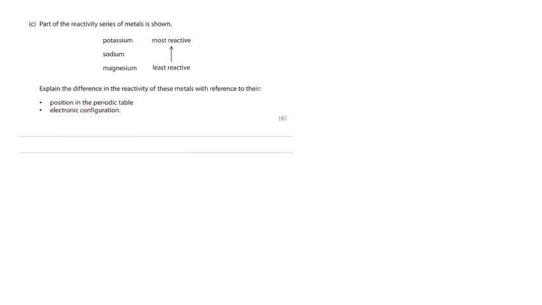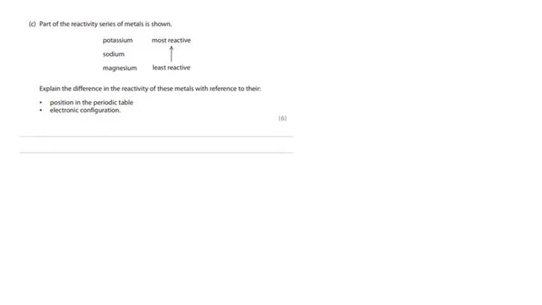Okay, now 6 marks for this one. Last question on the paper. Part of the reactivity series of metals is shown. Potassium is more reactive than sodium. Sodium is more reactive than magnesium. Explain the difference in the reactivity of these metals with reference to their position in the periodic table and their electronic configuration.